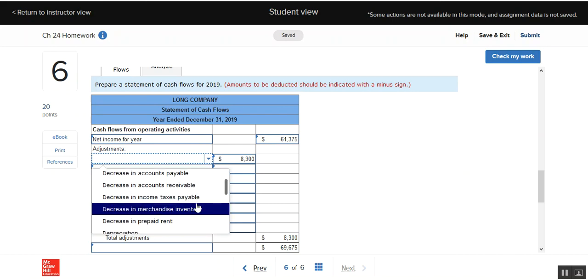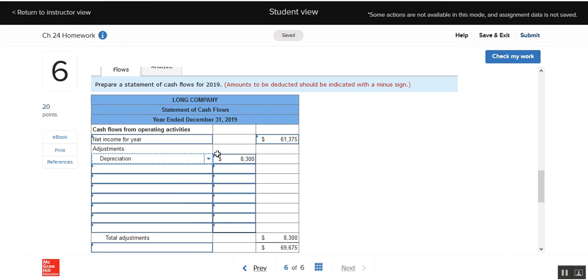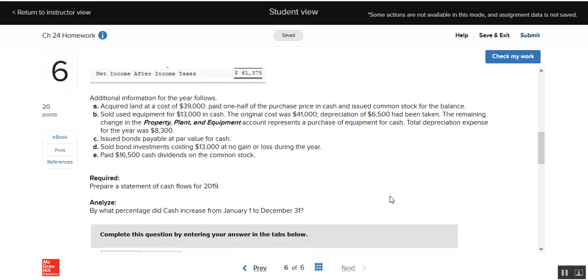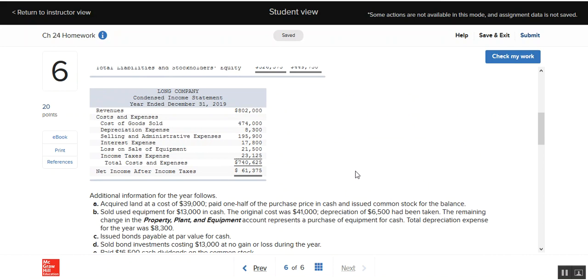So we're going to put depreciation on there. We're going to add back the amount of depreciation. Let's see what else we got. Again, looking at our income statement, cost of goods sold, that's a cash expense. We already did depreciation. Selling and administrative expenses are cash expenses. Interest is cash. Loss on sale of equipment. Anytime we have a gain or a loss, we're going to consider that as an adjustment on our statement of cash flows. So we need to do something with this.